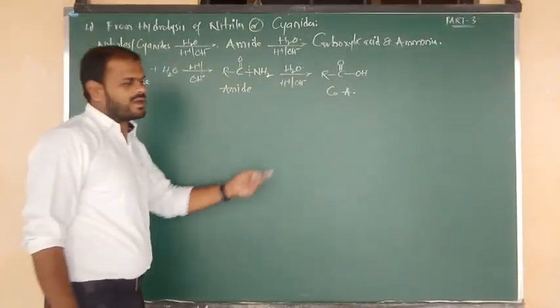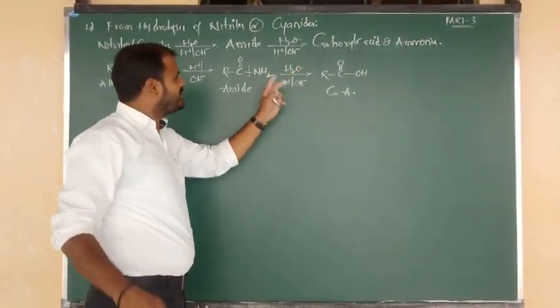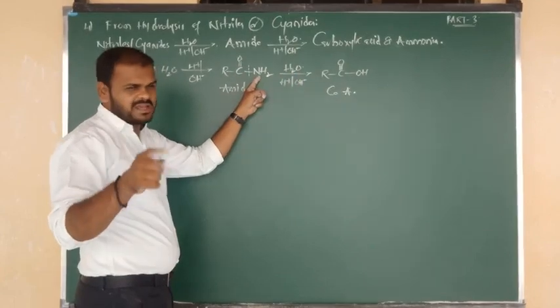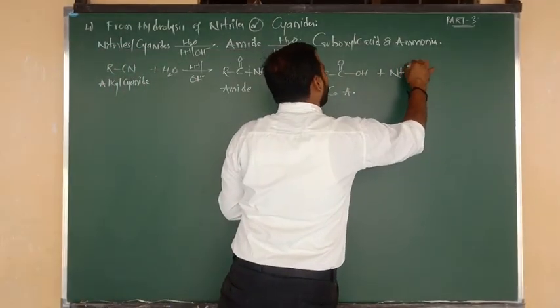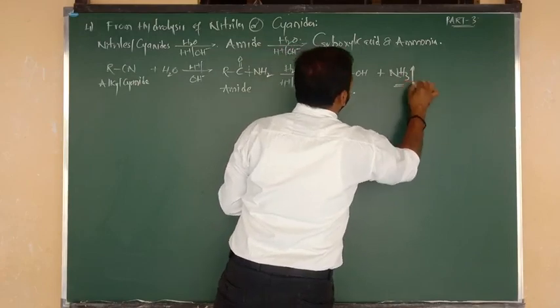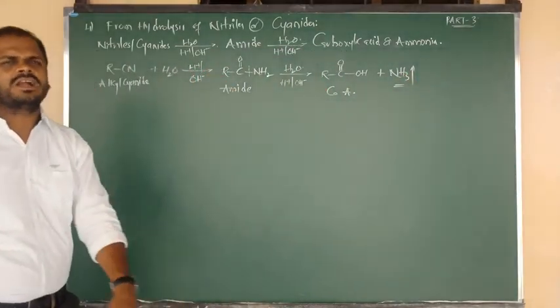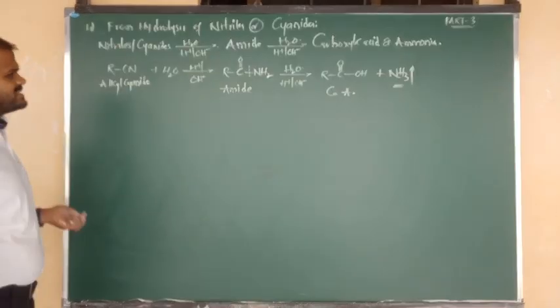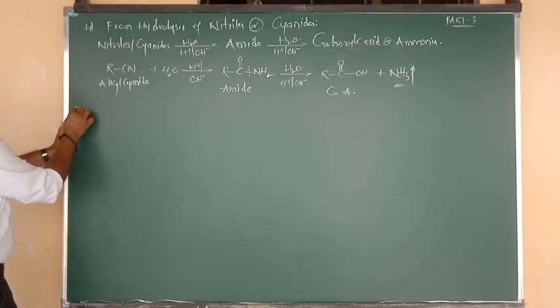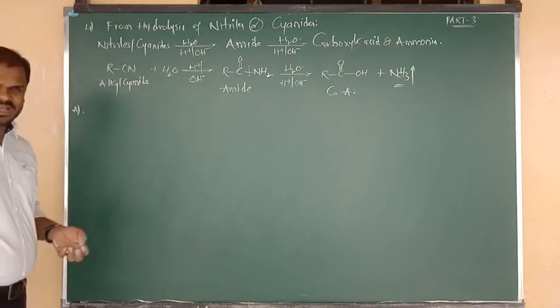And what will be the byproduct? From the water molecule, OH is given to the acid, and only H plus is given to the NH2 minus. NH2 and H together give ammonia. Ammonia is a byproduct, and that should be common in all these reactions. Now I am going to write, and again we have to focus on two examples.